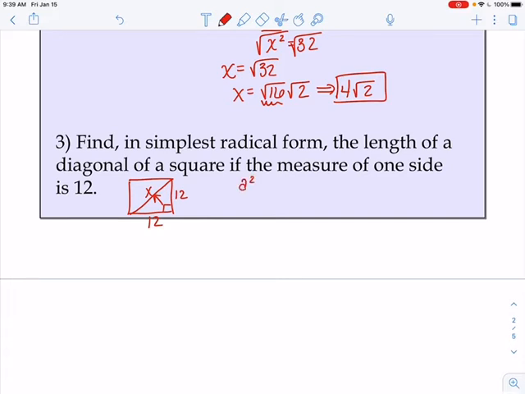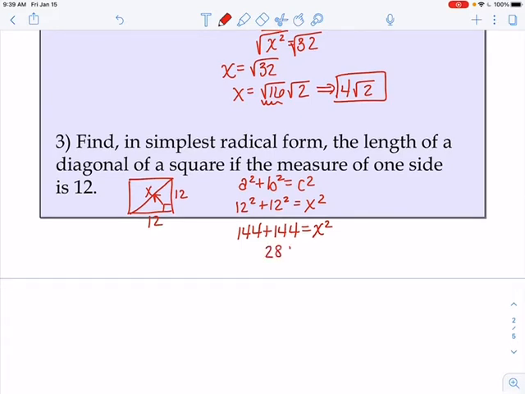So again, now I'm just going to concentrate on this bottom triangle, and that x is going to become your hypotenuse. So a squared plus b squared equals c squared. And in this case, we'll have 12 squared plus 12 squared equals x squared. 12 squared is 144. So we'll have 144 plus 144 is going to equal x squared. And again, when I add 144 and 144, we're going to get 288. And that's going to equal x squared. Again, the opposite of squaring something is taking the square root. Again, we want simplest radical form here.